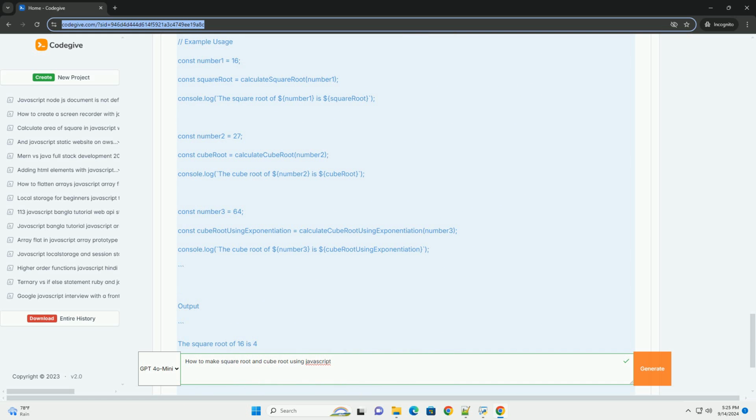Additionally, you can create custom functions for more complex calculations or to enhance functionality. This flexibility allows developers to integrate these root calculations seamlessly into larger applications or algorithms. Overall, JavaScript's built-in math functions provide a straightforward and efficient way to perform these calculations.